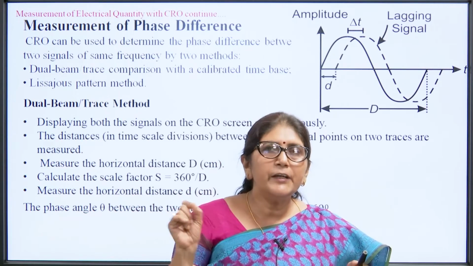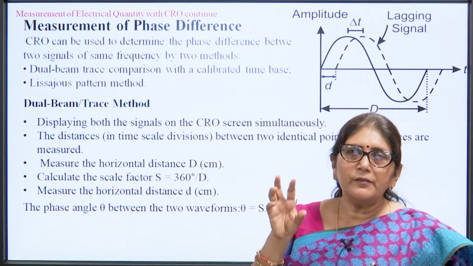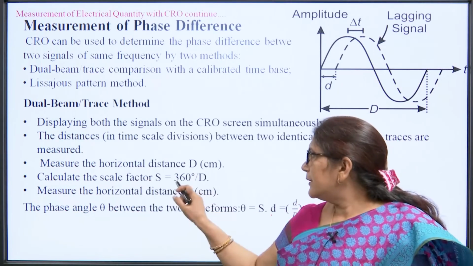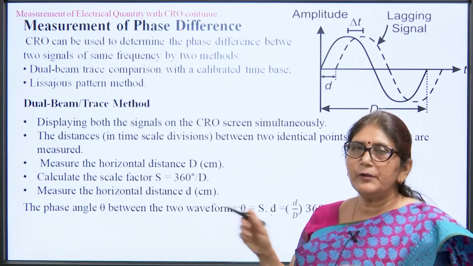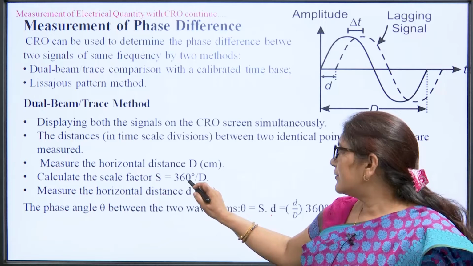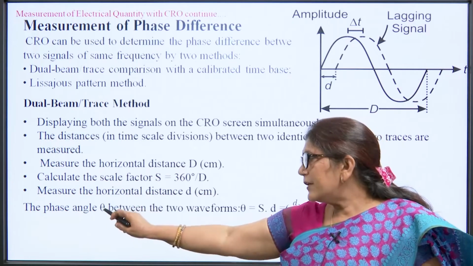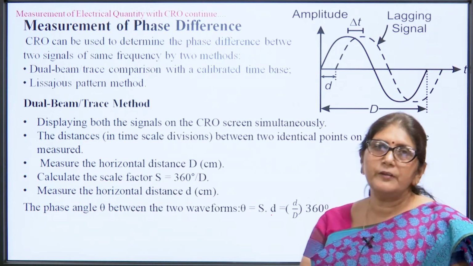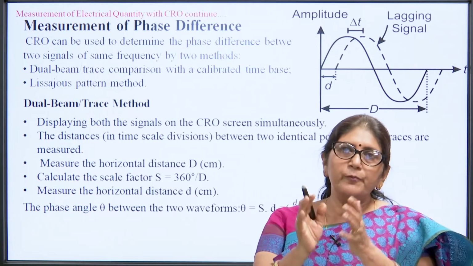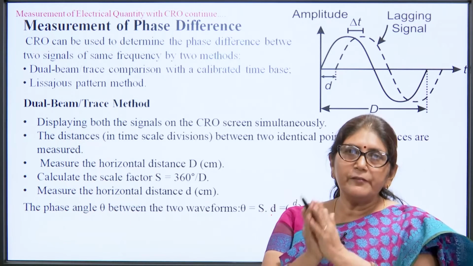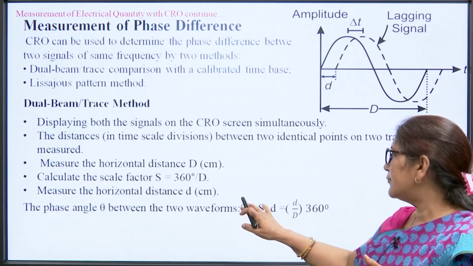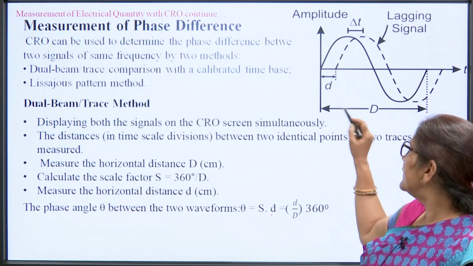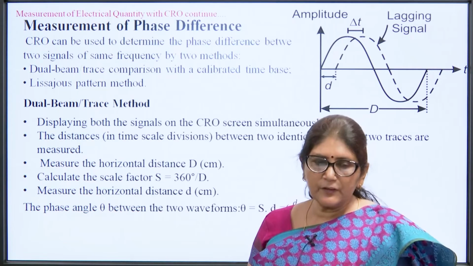between the 2 signals. If we can manage in our CRO to display the 2 waveforms this way, then we can calculate it by the scaling factor x equal to 360 degree divided by capital D, because one complete cycle takes 360 degree. So the phase angle theta between the 2 waveforms is small d divided by capital D into 360 degree. If we put 2 waveforms together, we can calculate the phase difference by this formula, theta equals small d by capital D into 360 degree, where small d is this and capital D is this. So this is one method.